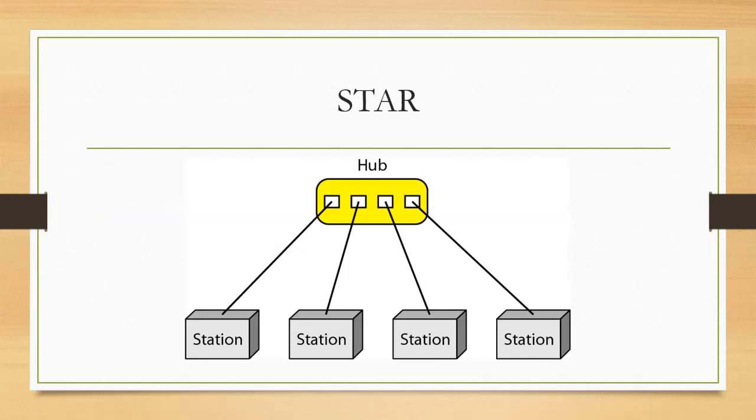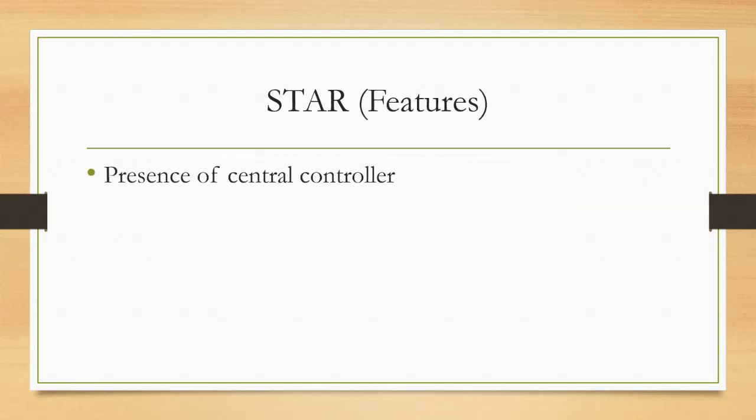Then the next topology is the star topology. In the diagram, you can see we have a centralized controller which is called a hub, and to that hub various stations are connected. Now let us see the features of the star topology. We have the presence of a central controller. This central controller is also called a switch. We will see the various types of switches and the difference between hub and switch in a later part.